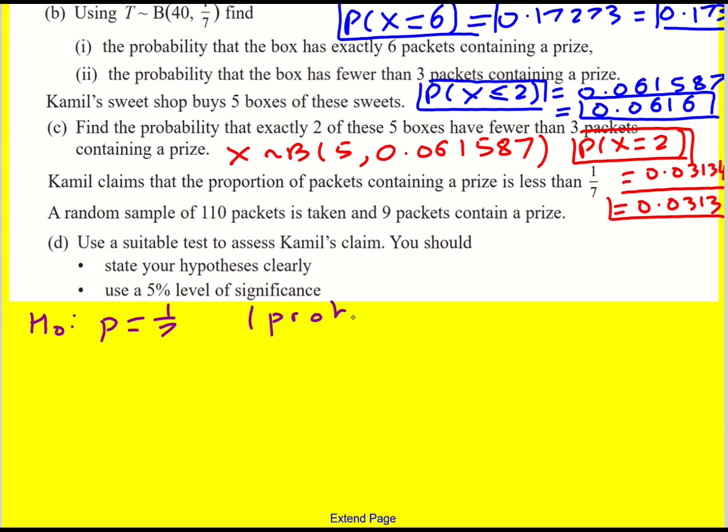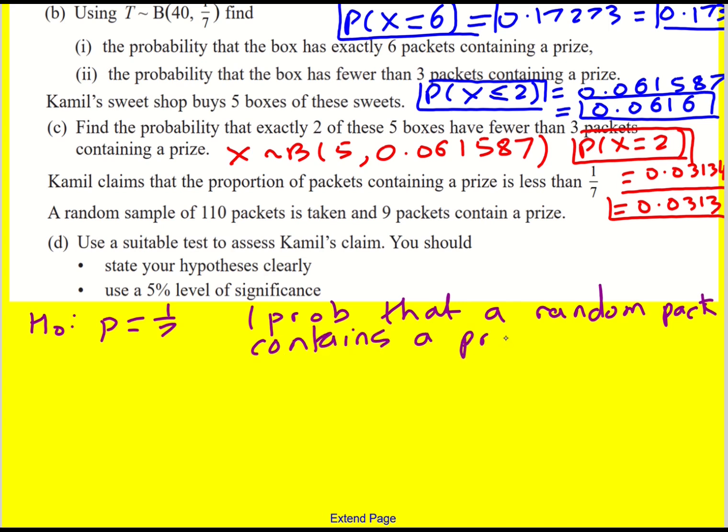We should define this. In the past, I've not always done this, but it's best to do so. P is the probability that a random pack contains a prize. So that's our go-to. That's going to allow us to do some calculations. But then H1, our alternative hypothesis, is that in fact P is less than 1/7.